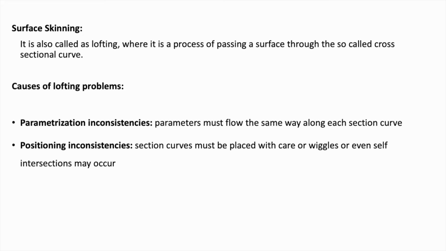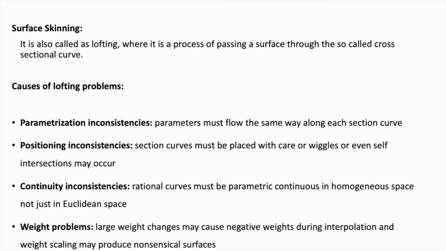Now let us discuss surface skinning. It is also called lofting, which is a process of passing a surface through the so-called cross-sectional curves. Now coming to the causes of lofting problems, there are four types of lofting problems. They are parameterization inconsistency, positioning inconsistency, continuity inconsistency, and weight problems.